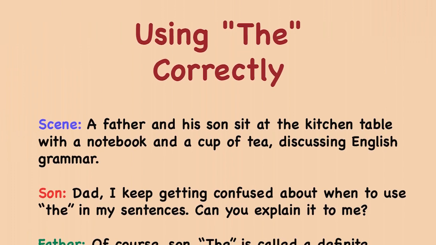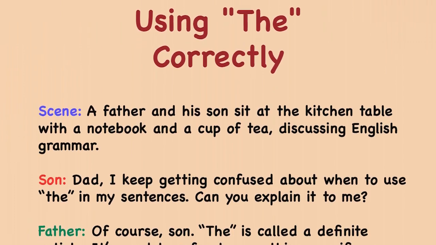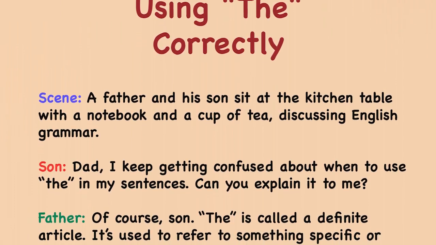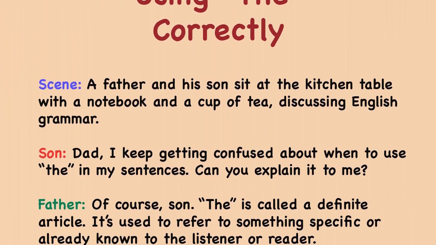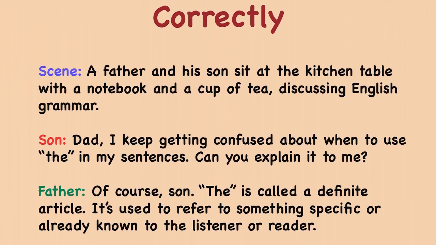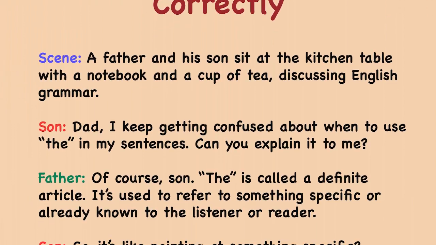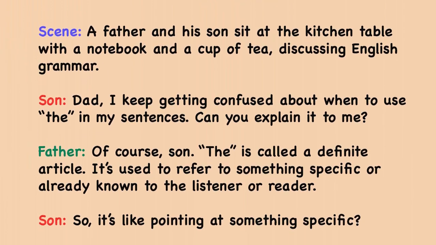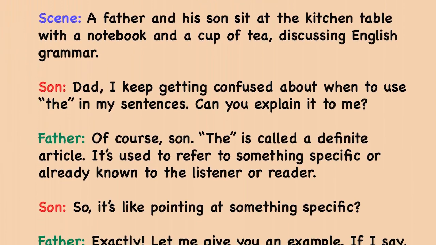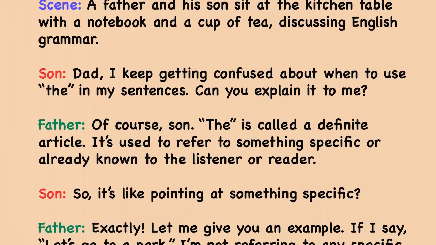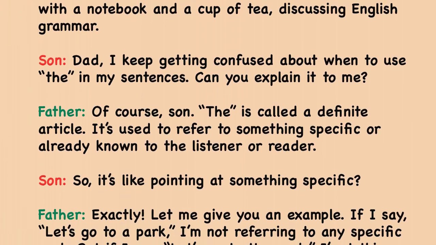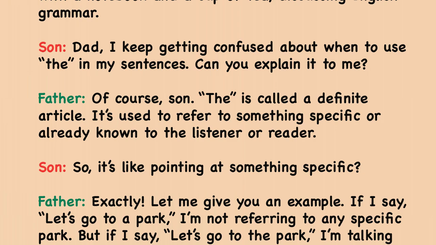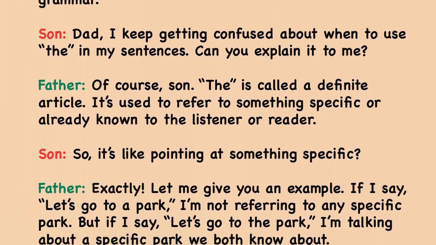A father and his son sit at the kitchen table with a notebook and a cup of tea discussing English grammar. Dad, I keep getting confused about when to use "the" in my sentences. Can you explain it to me? Of course, son. "The" is called a definite article.